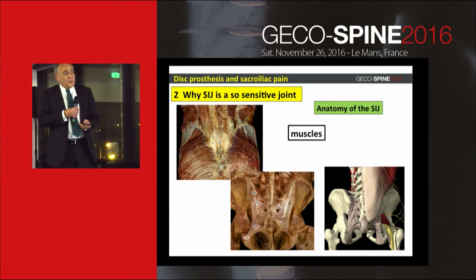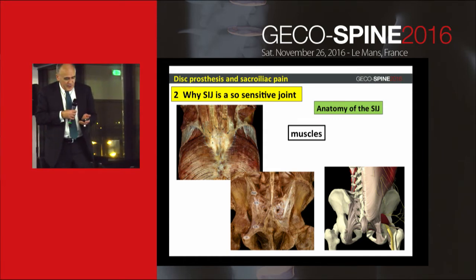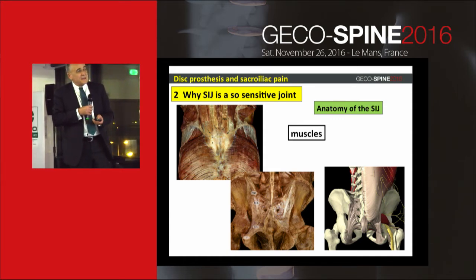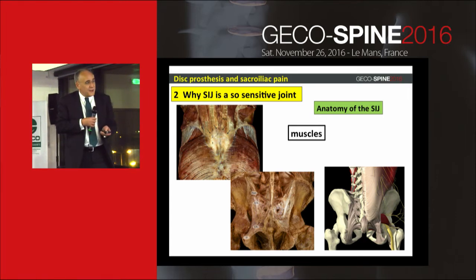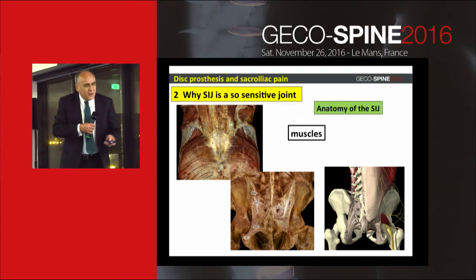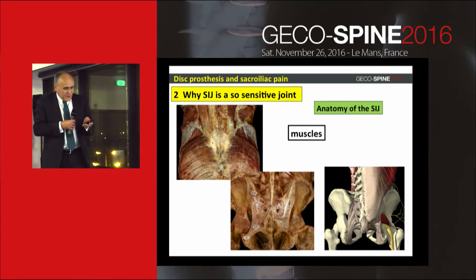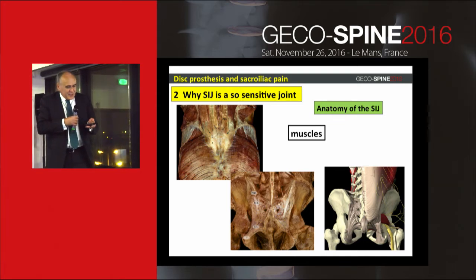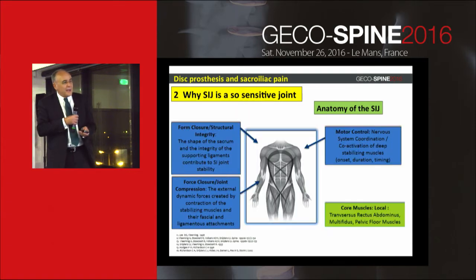There is also a problem regarding the anatomy. The reason why this sacroiliac joint is so sensitive is the junction with the muscles, and not only with the muscle, but with a lot of small nerves, small roots inside of the muscle. It explains the diffusion of the pain.